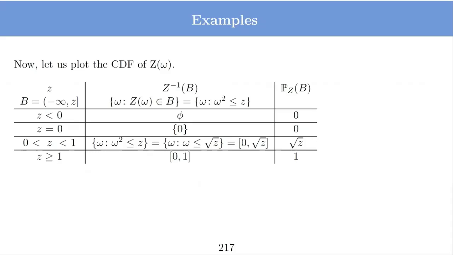Now if I take z equal to 0, then this pre-image will be made from all omega such that omega square is less than or equal to 0. And that will only contain omega equal to 0. So the probability of a single point set is 0.